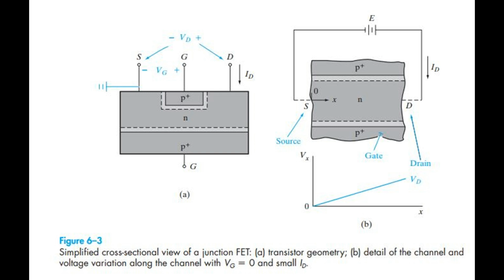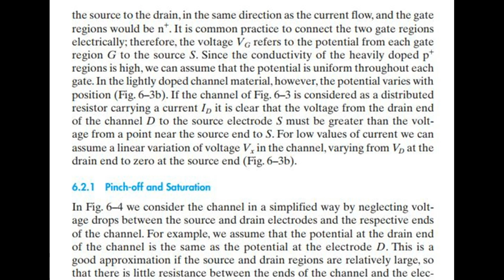If the channel of Fig 6.3 is considered as a distributed resistor carrying a current ID, it is clear that the voltage from the drain end of the channel to the source electrode S must be greater than the voltage from a point near the source end to S. For low values of current, we can assume a linear variation of voltage Vx in the channel, varying from Vd at the drain end to 0 at the source end, Fig 6.3b.